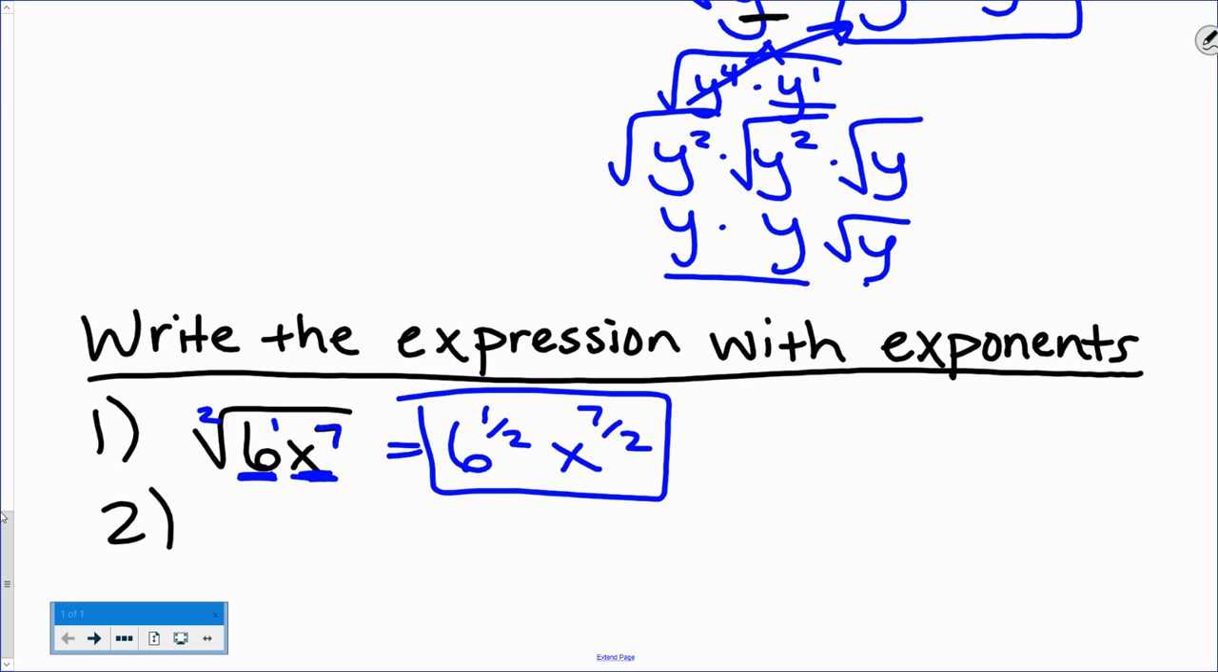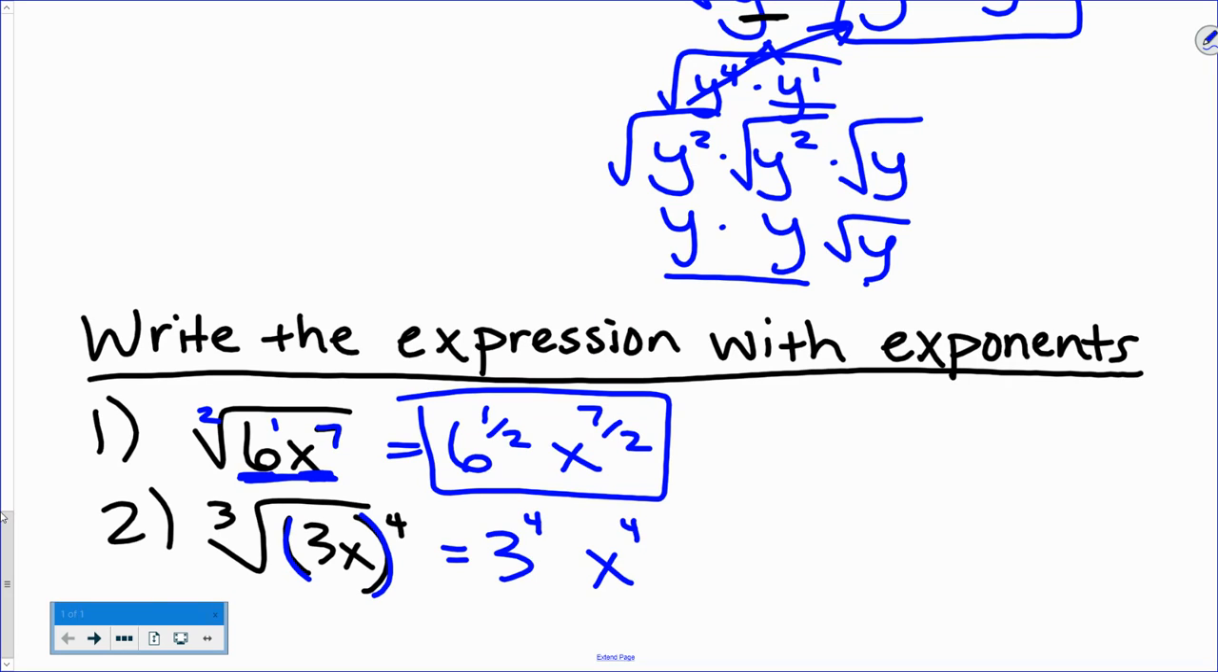Okay, another example like that. I have the cube root of 3x in parentheses raised to the 4th power. Okay, now the one above, it was not in parentheses. This is in parentheses, so that means both the 3 and the x are being raised to the 4th power. And both of them are under the cube root, so both of them will need 3 as their denominator in that rational exponent.